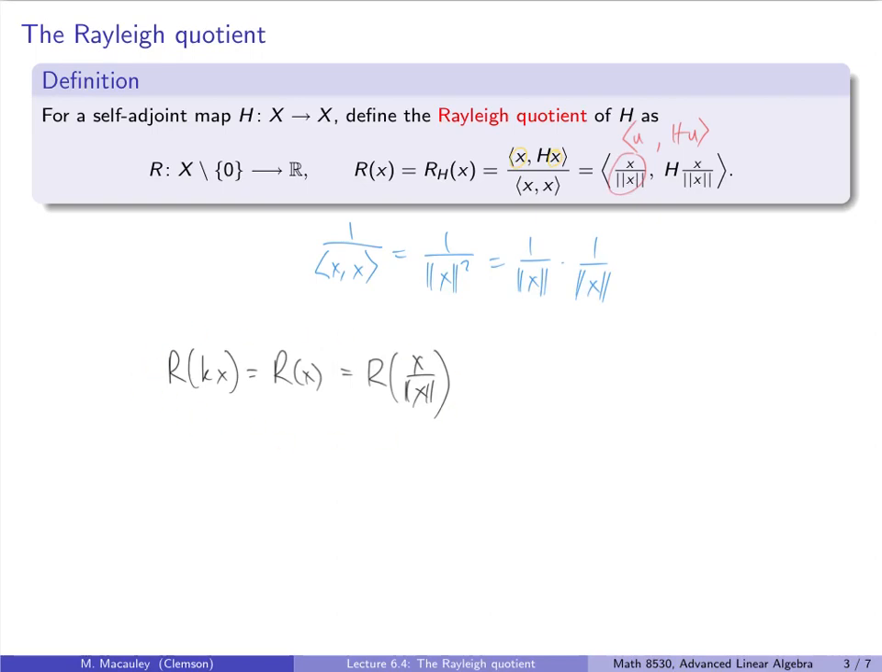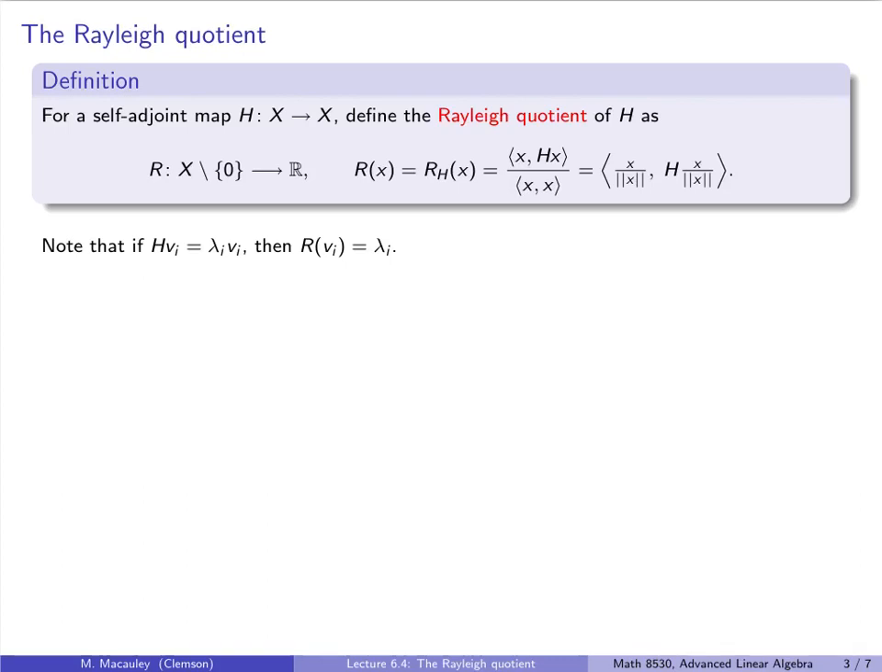Because of this, we can think of R just as a map from the set of unit vectors to the real numbers. And that's what we're going to use, because the set of unit vectors, also called the unit sphere, is a closed and bounded set if x is finite dimensional, and therefore it's compact. What that means is that the Rayleigh quotient is going to achieve its minimum and maximum value. Whereas if we take x and just remove the zero vector, we are not going to get a compact space. We can't necessarily conclude that.